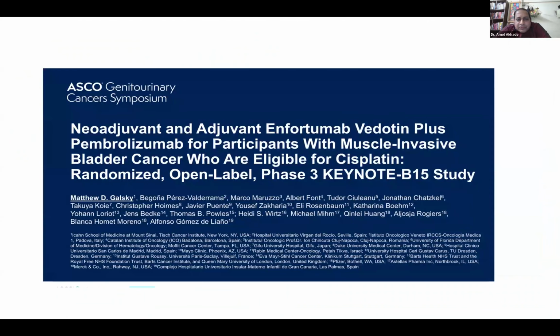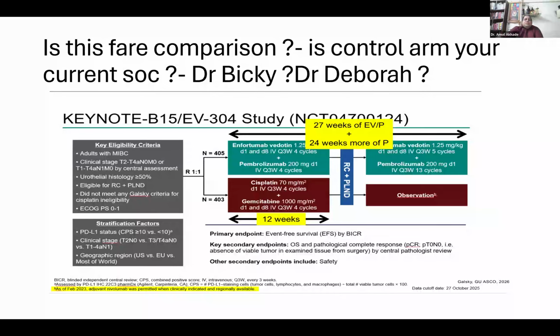So now, moving on, if we have some time left, to the important discussion of the bladder cancer abstract: the neoadjuvant and adjuvant enfortumab vedotin plus pembro for participants with MIBC who are eligible for cisplatin, the randomized open-label phase 3 KEYNOTE-B15 study. Now, this is something that I wanted to ask Dr. Deborah. On one side, you are giving 12 weeks of therapy, and on the other side, you are giving 27 weeks of EV pembro, and 24 weeks more of pembro.